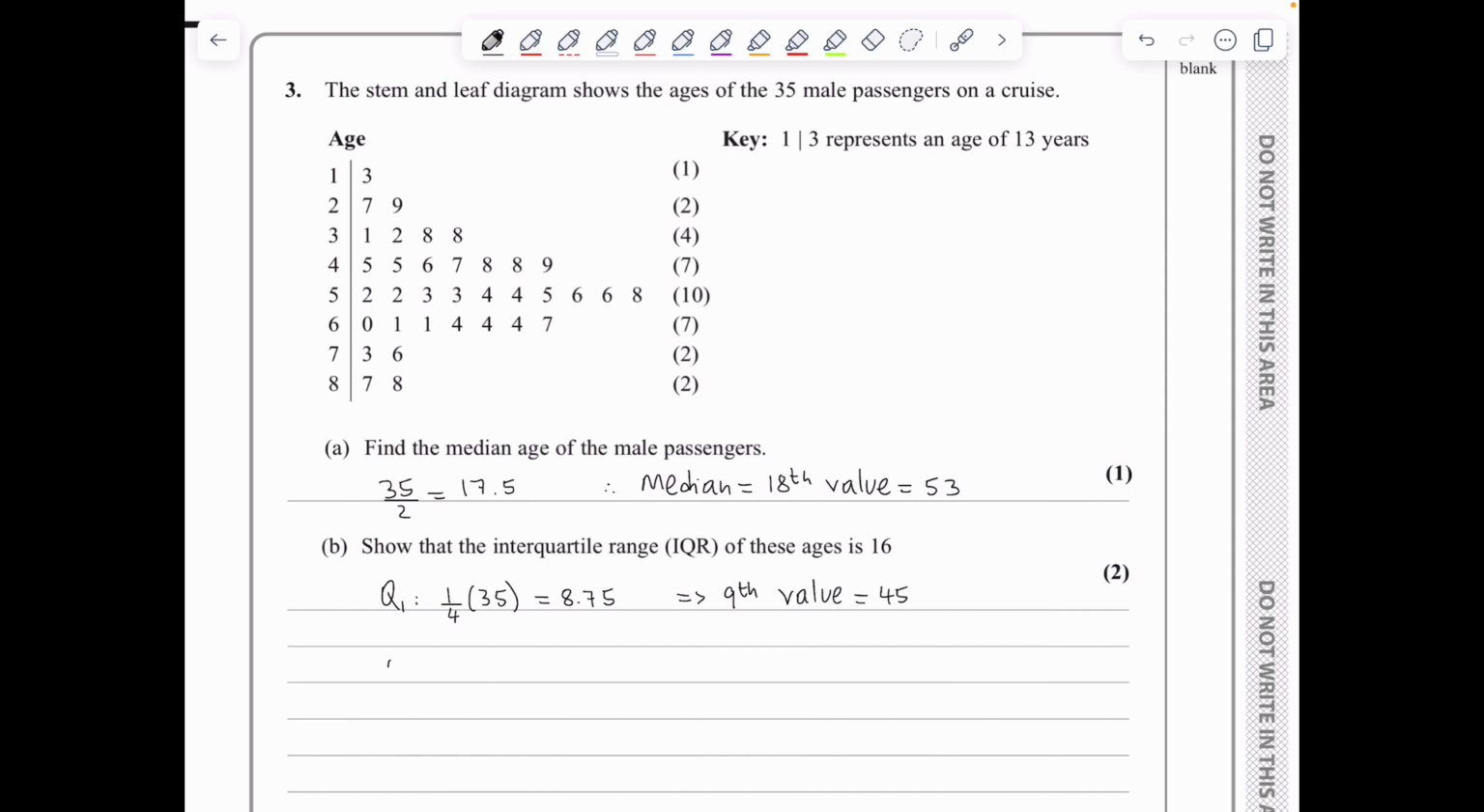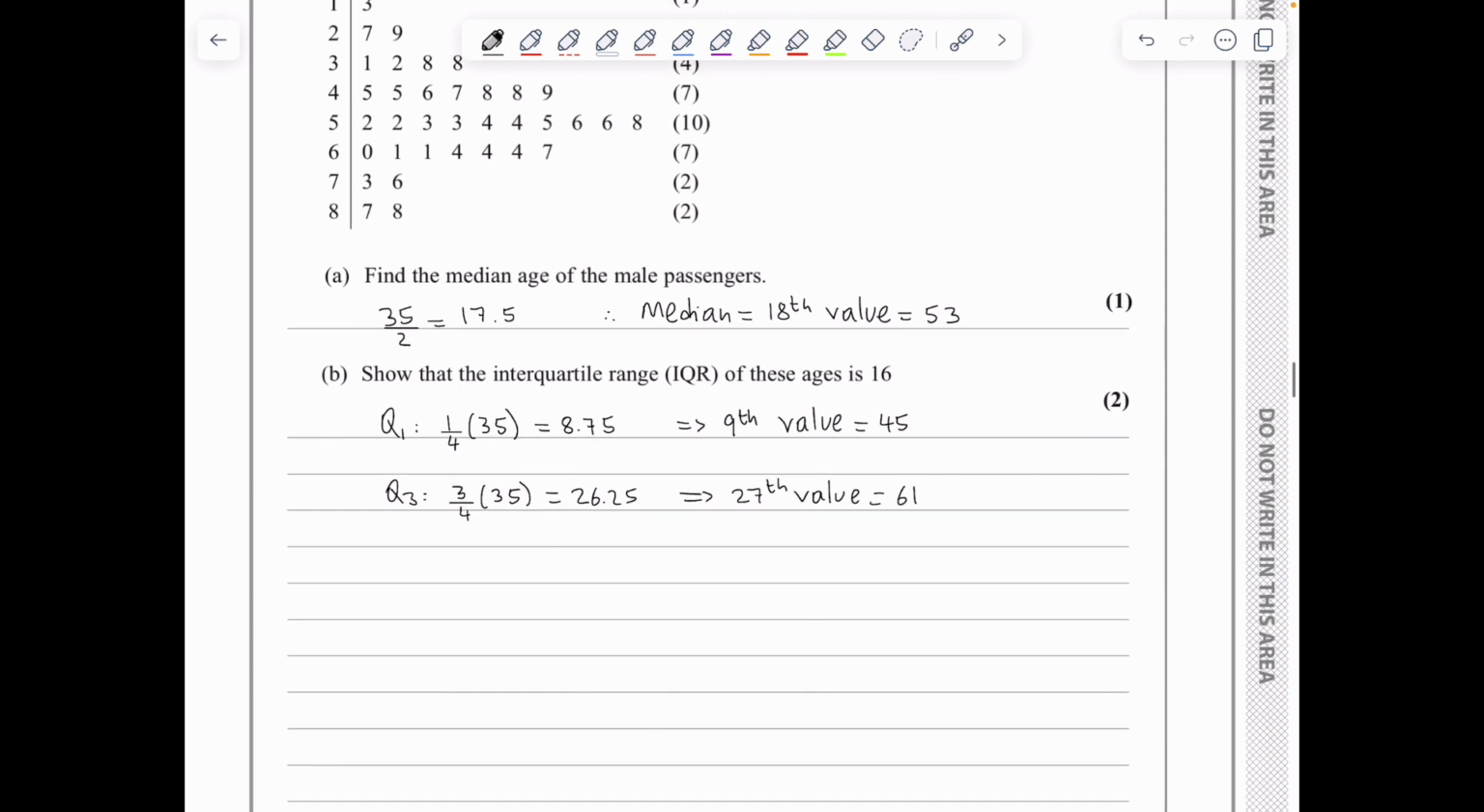And for Q3, I'll be doing 3 over 4 times 35. This gives an answer of 26.25. Again, I will round up. I go to the 27th value, and if I go through my stem and leaf diagram, I find that this is 61. The interquartile range is simply the difference between the upper and the lower quartile. So it's going to be 61 minus 45, which gives me 16.